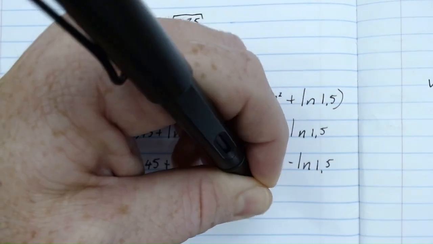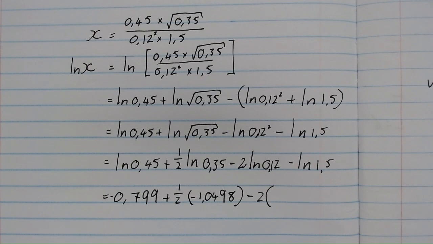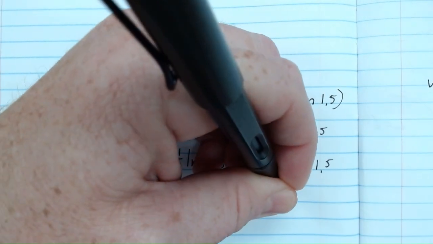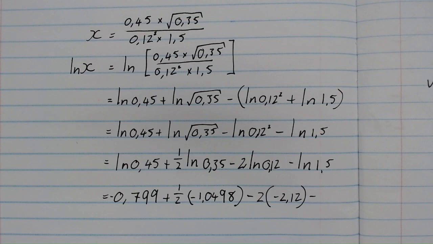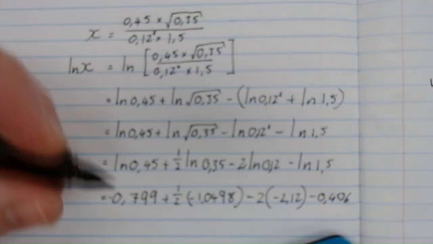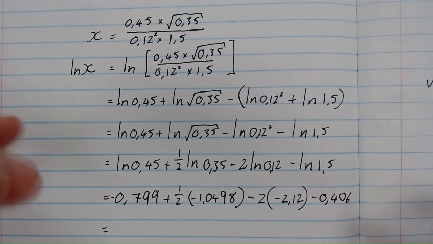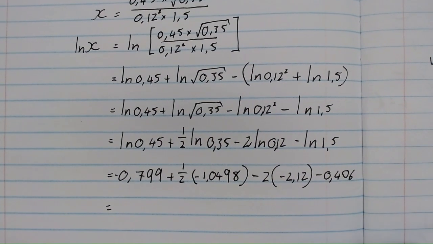And then we're going to subtract, and we have 2, multiplied by ln 0.12. So I just put in ln 0.12, and I get minus 2.12. That's good enough. And then minus ln 1.5. That gives me 0.406, in fact. From here we can simplify further, but again, this really could all have been done in one step to give us one answer.